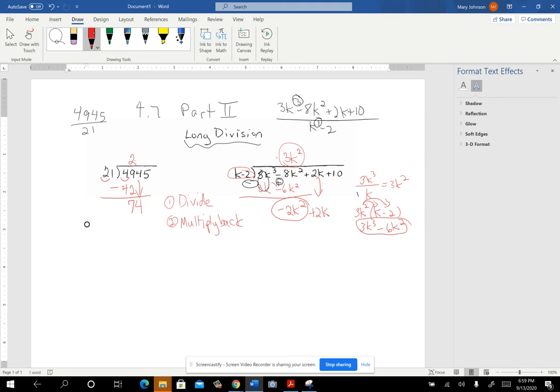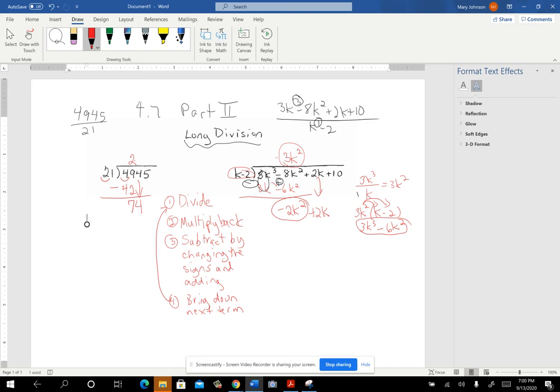All right, and then the third step was to subtract, but let's say just a little bit more there. Subtract by changing the signs and adding the like terms. And then the fourth thing we did is bring down the next term. Next number in the numerical example, but it was the next term over there. And then what we do is we do that again and again until we're done.